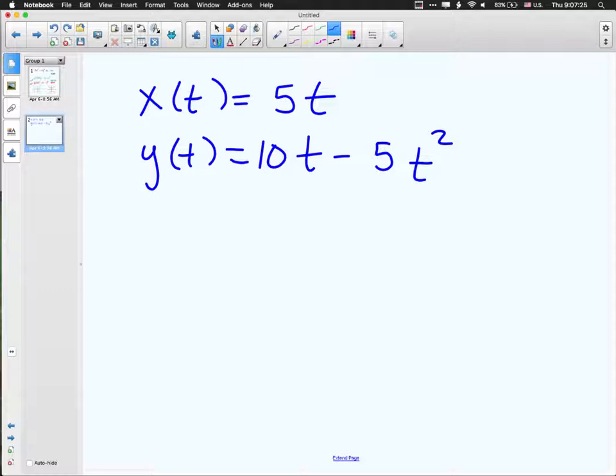When t is 7, we're obviously at the point 35, comma 70 minus 5 times 49, whatever that is. Okay. So we can figure out where that point is. We can pick a different time, figure out where the point is. That's not very efficient to figure out what the graph would look like. How would you figure out what that graph will look like?